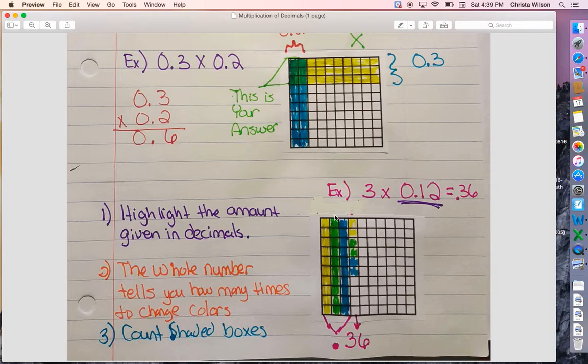Then I changed colors, and I used green to shade in another long here, representing the 1 in the tens place, and then I had 2, so that represents 12 hundredths. And then I changed colors again, which represents our 3. That's the third time I changed colors. And I shaded in the long and then 2 blocks. Now I simply count all of them. I have 10, 20, 30, 1, 2, 3, 4, 5, 6. And that is our answer, 36 hundredths.